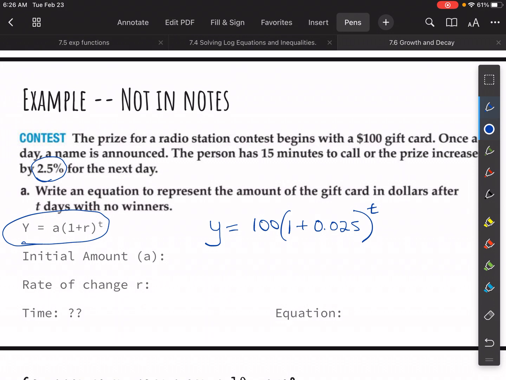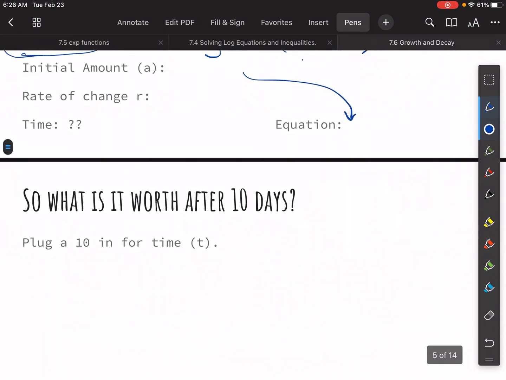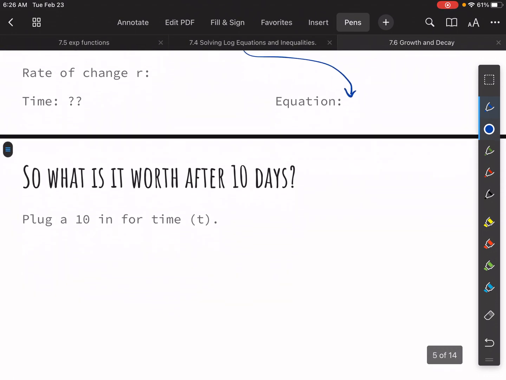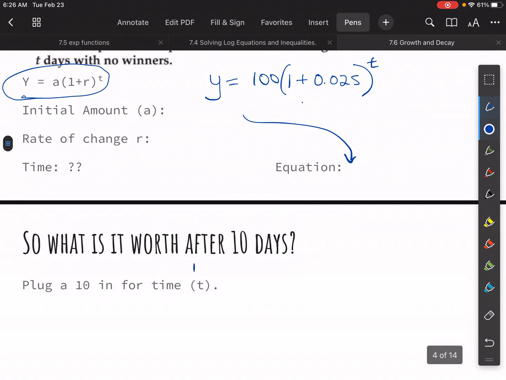Now, once I know that equation, which that's the equation piece, what this is asking me to do for part 2 is it's asking me to find out what this thing is worth after 10 days. So after 10 days, I'm going to just plug in a 10 for time. Okay, so y then is equal to 100 times 1.025. I just added the 1 plus the 0.025, all to the 10th power.